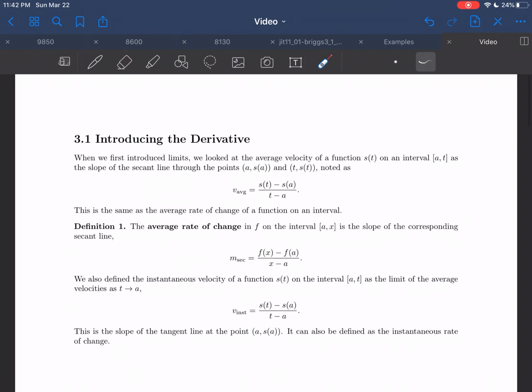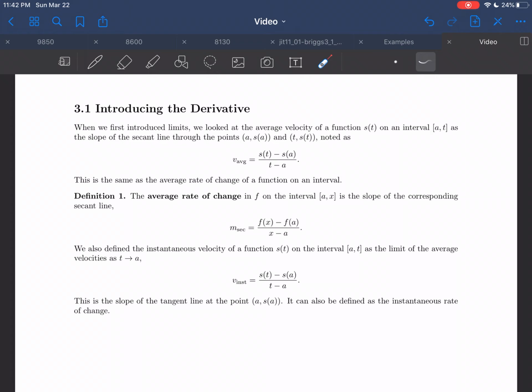Hi everyone. We will be looking at Briggs section 3.1 today. We are introducing the derivative. Okay? And a lot of this section is going to be connected to when we first introduced limits.